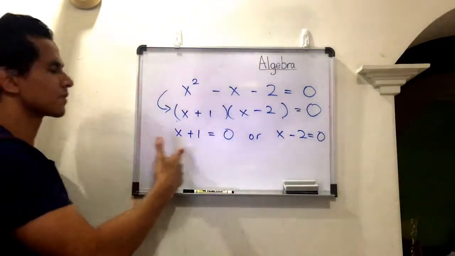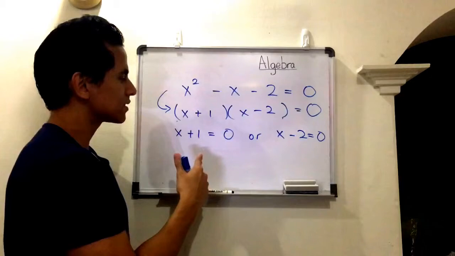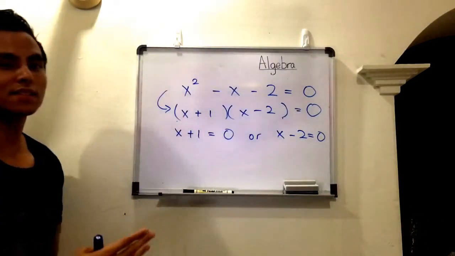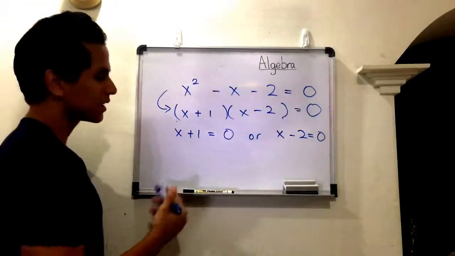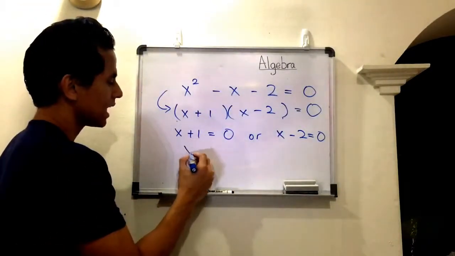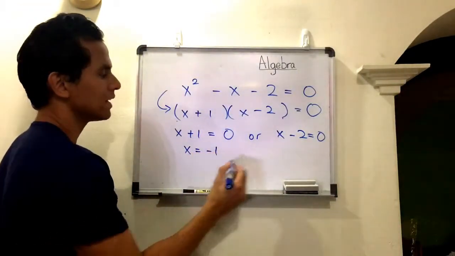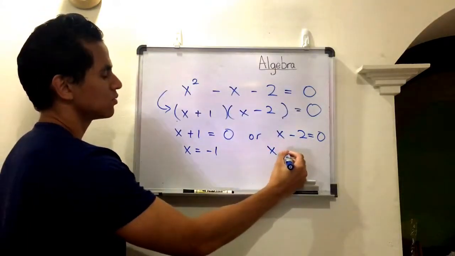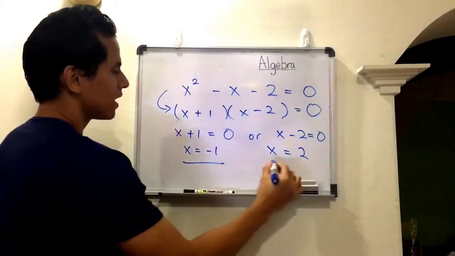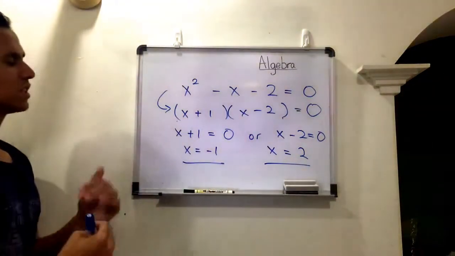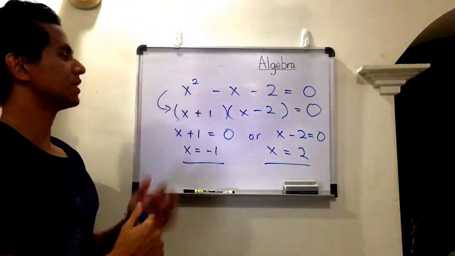Now, yes, this equation will have two answers. That's why there's an or. So we're going to go about solving. This will just be x equals -1, and this will be x equals 2. Hence, you have your two answers here, -1 and 2. So these are your two solutions, and this will be the right answer for this quadratic equation.